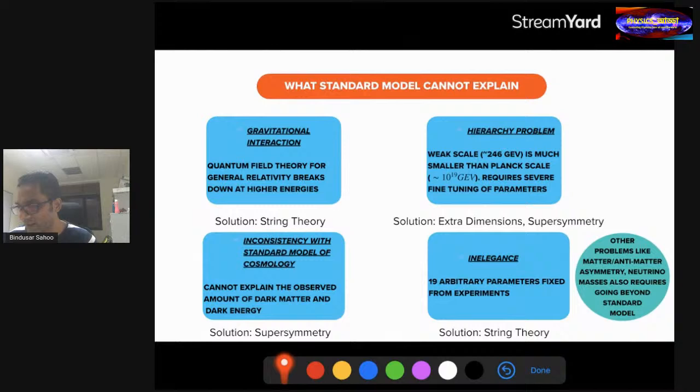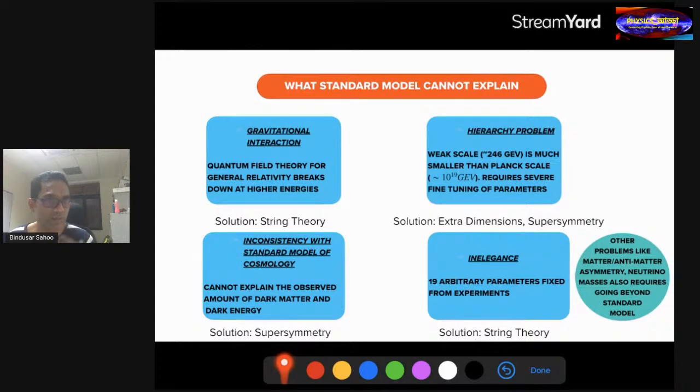There is another problem with the standard model called the hierarchy problem, and it's more of a technical problem rather than an actual problem. Again coming from the framework of quantum field theory, the hierarchy problem at a very rough level states that the weak scale is much smaller than the Planck scale. The weak scale is of the order of some 200 GeV, and the Planck scale is 10 to the power 19 GeV. Because of this hierarchy, there is nothing between the weak scale and the Planck scale, and at a technical level, it requires severe fine-tuning of parameters.